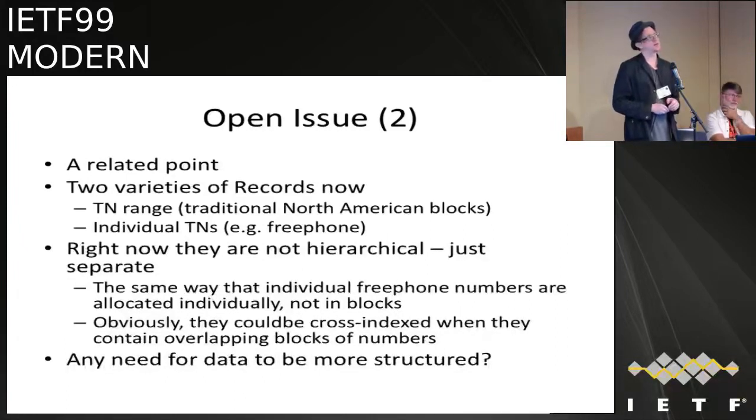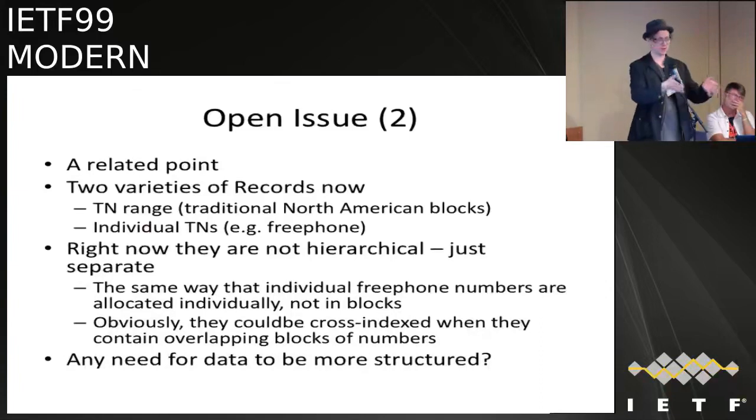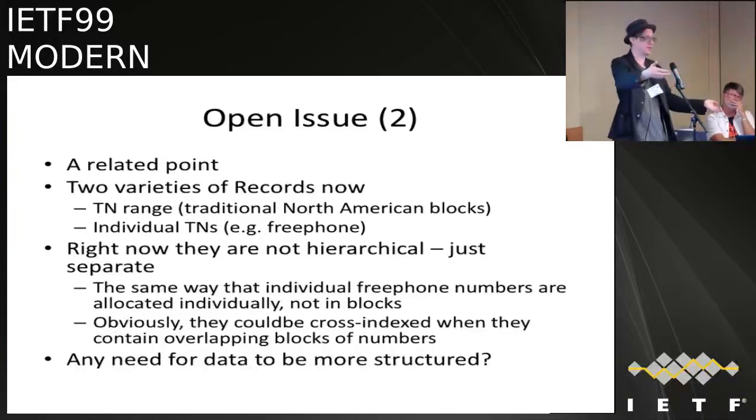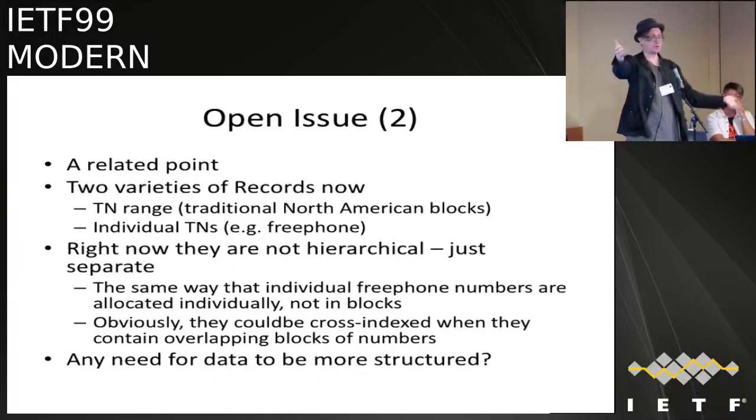And I think it goes beyond that too, in that the way the Terry model is designed, there can be multiple authorities assigning records that would match the same search. There can be a record for the block and a record for the individual TN, one that comes from the carrier and one that comes from the enterprise.